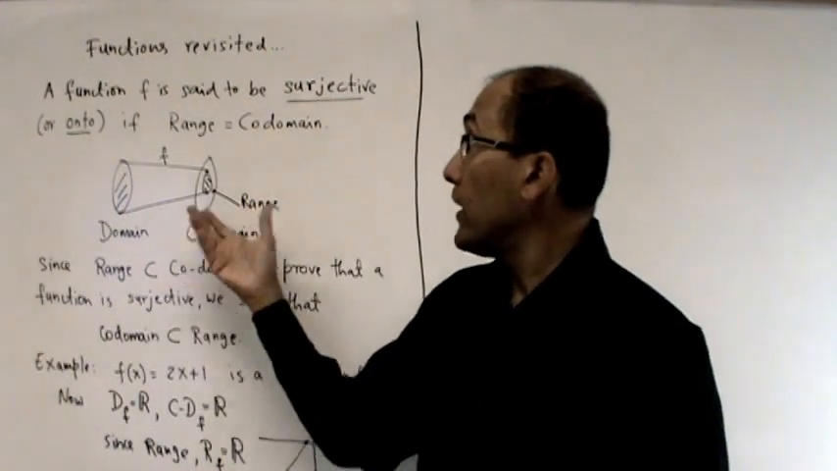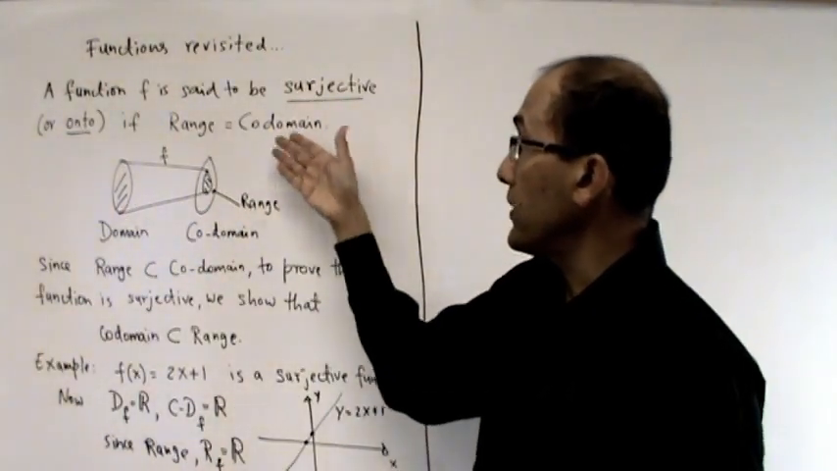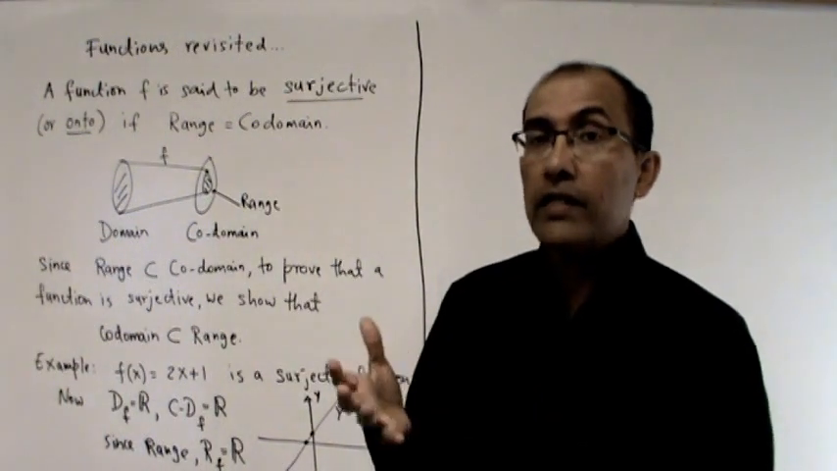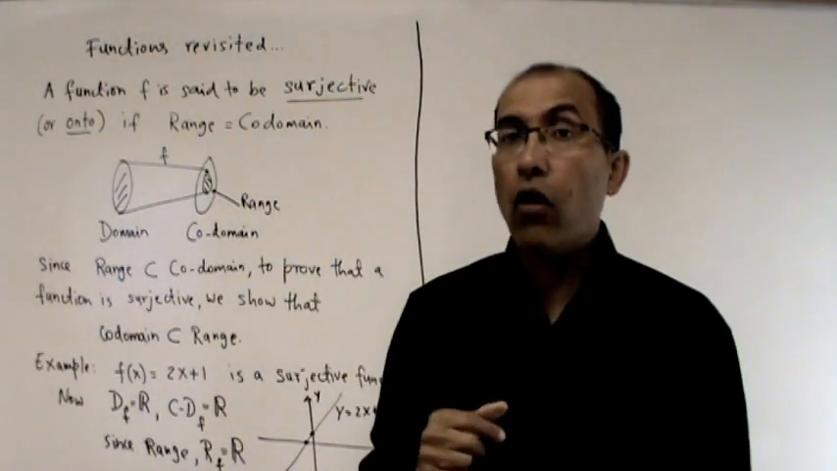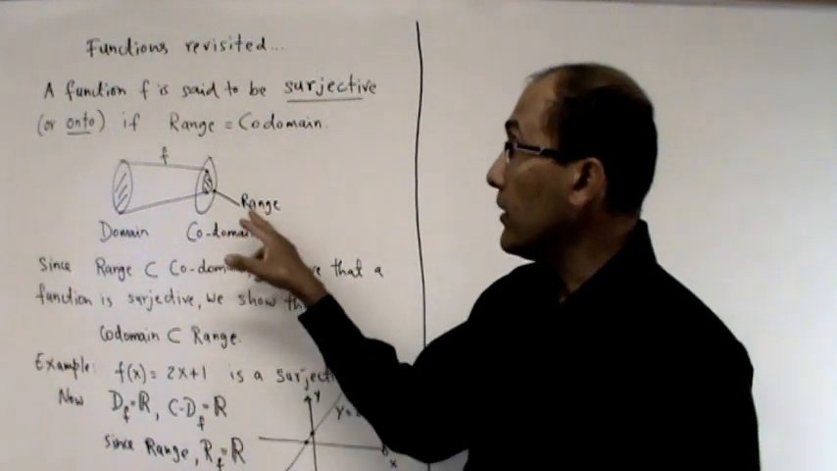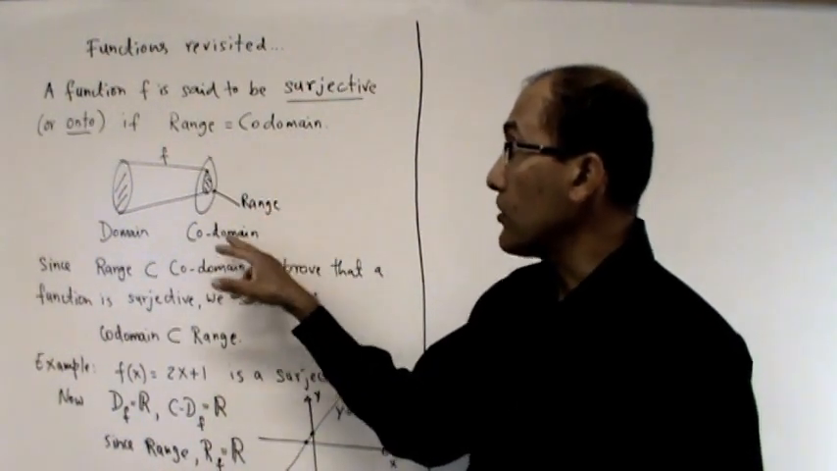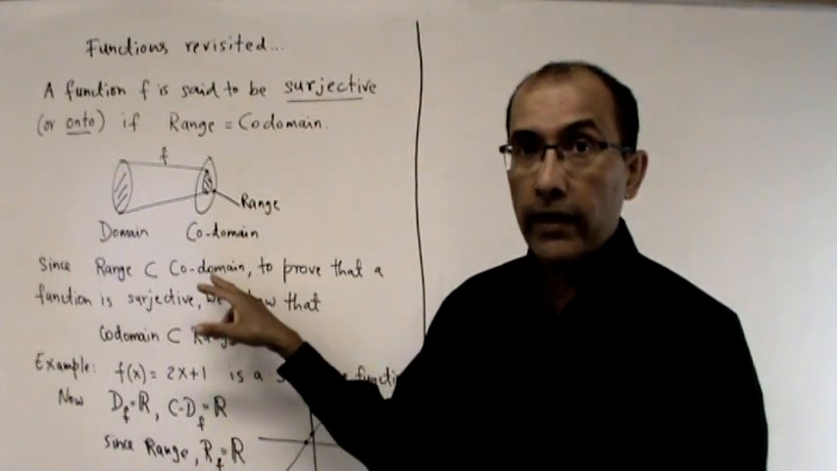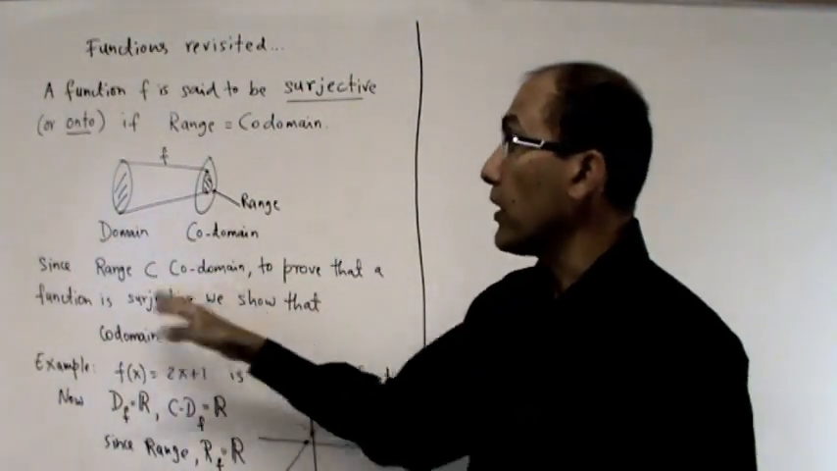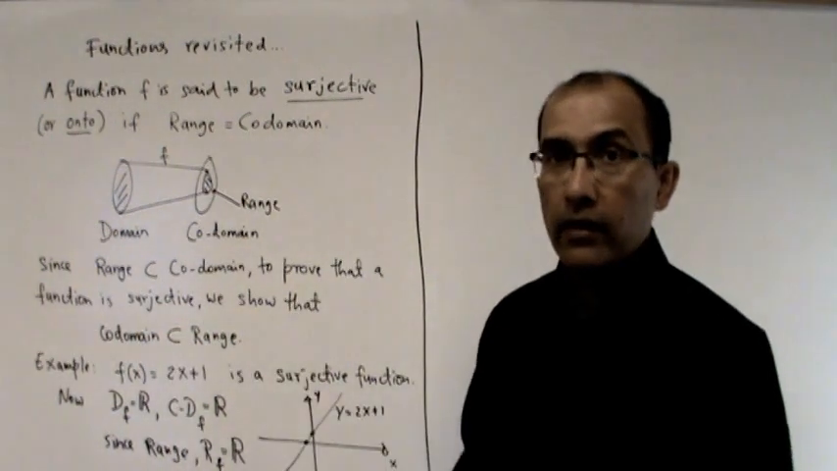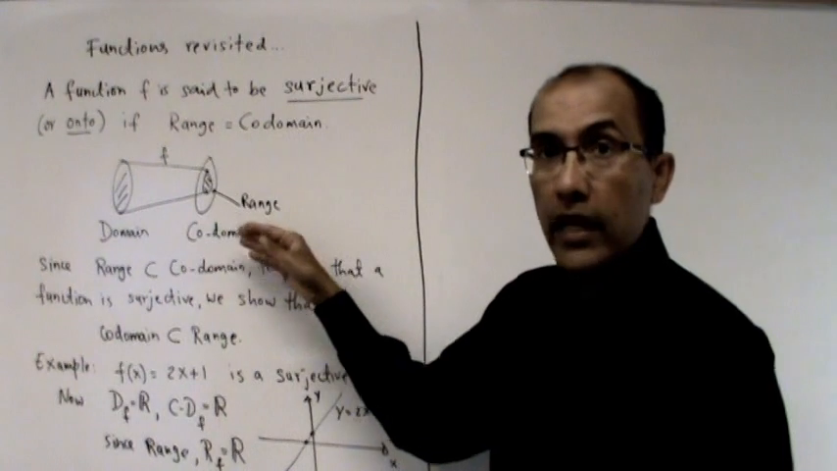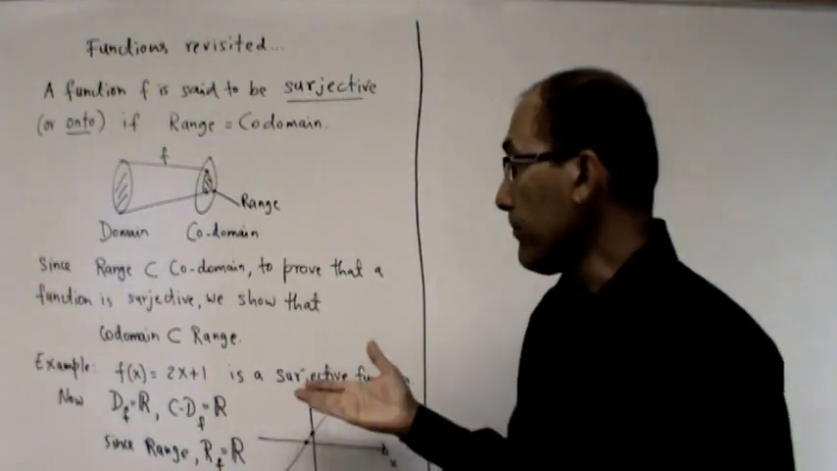So all we need to do is to show that these two sets, the range and the codomain, are equal. If we can say that, then it's called an onto function. But already we know that range is always a subset of the codomain. So to prove that a function is surjective, we need to show that the codomain is a subset of the range, because then we'll have that the two sets are equal.